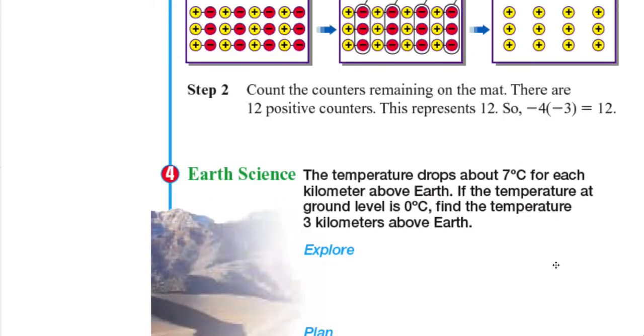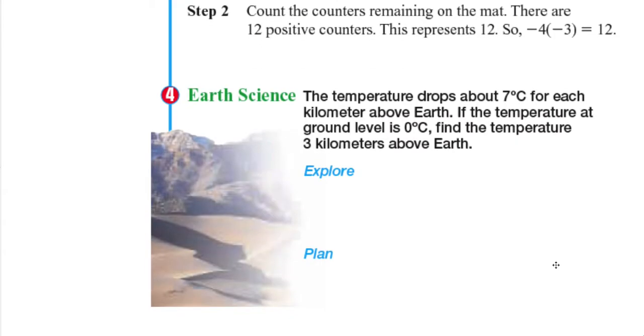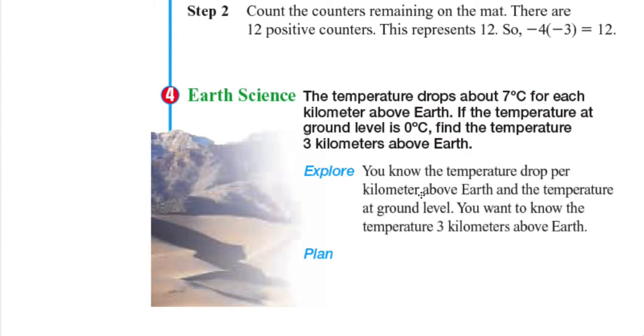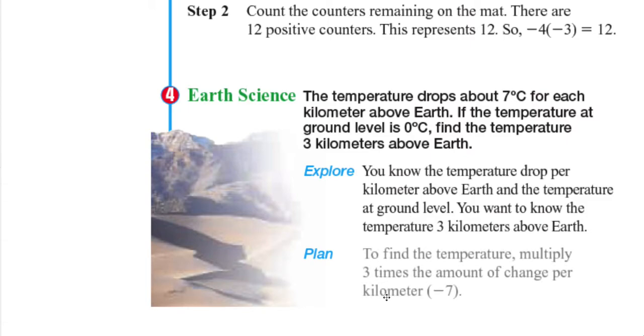Okay? Example number 4. The temperature drops about 7 degrees for each kilometer above the Earth. If the temperature at ground level is 0 degrees Celsius, find the temperature 3 kilometers above the Earth. So in the problem, you know the temperature drop per kilometer above the Earth and the temperature at ground level. So you want to know the temperature 3 kilometers above the Earth. So how do we do this?